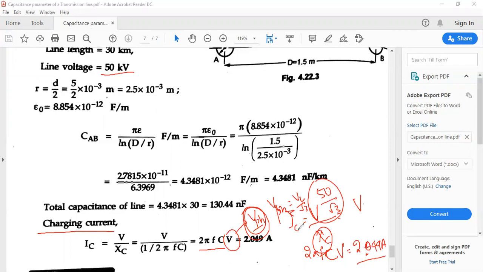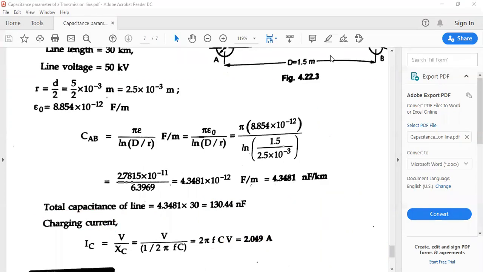So that's what you need to find out. C is present here, the overall capacitance of the line. So the charging current over the entire line, C is this value, which is 130.44 nanofarad. V is present there as 50 divided by root 3. That's how you need to find out. So in the next topic, we are going to move on to the three-phase lines.